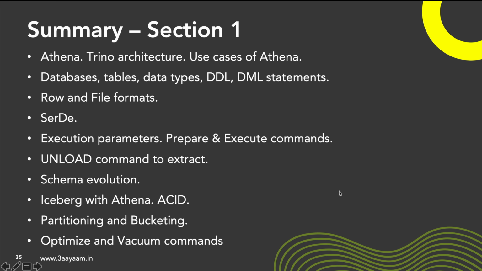So let's summarize section 1. We started with Athena, and we know that Athena is based on Trino, so it runs Trino behind the scenes. Then we saw the architecture of Trino at a very, very high level. Then I discussed the use cases of Athena. I also talked about databases, tables, data types, various DDL and DML statements. Then we saw the row and file formats. What are the various row formats and what are the various file formats?